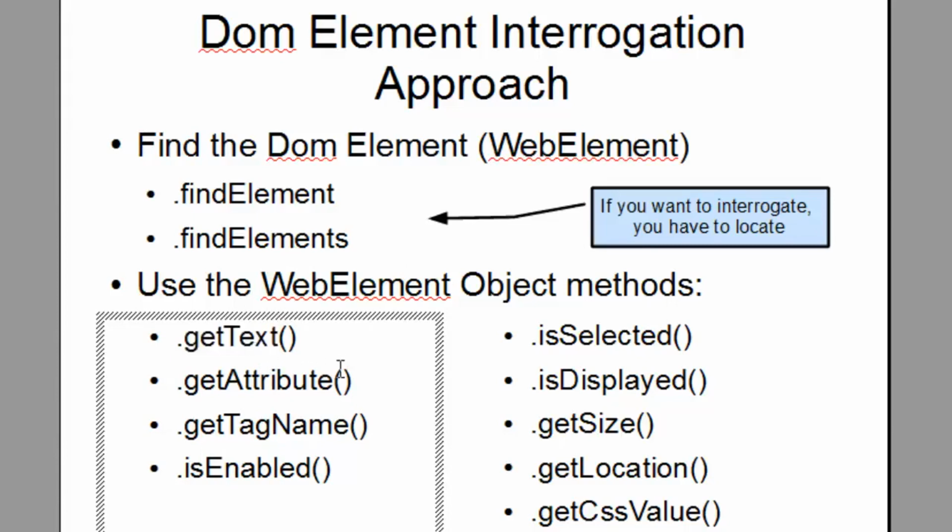We can get an attribute. So if it's got a class, we can get the class. We can get the tag name, whether it's a paragraph, whether it's a heading 1, whatever it is. Whether it's enabled or selected or displayed. We can even get the size and the location and particular CSS values. All of these things we can interrogate easily directly from the web element.